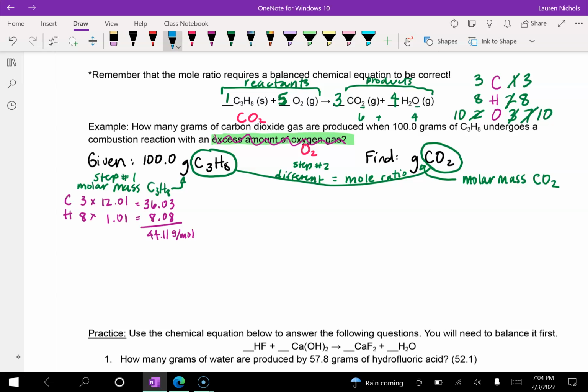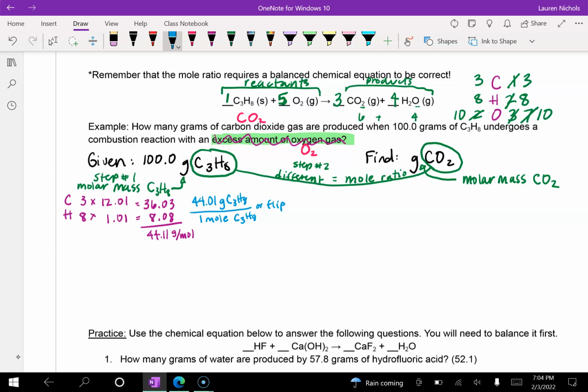Now, remember, when we write our mole ratio, it can be written as 44.01 grams of C3H8 over 1 mole of C3H8, or we can flip it. Those are our options, okay? So that's our molar mass.